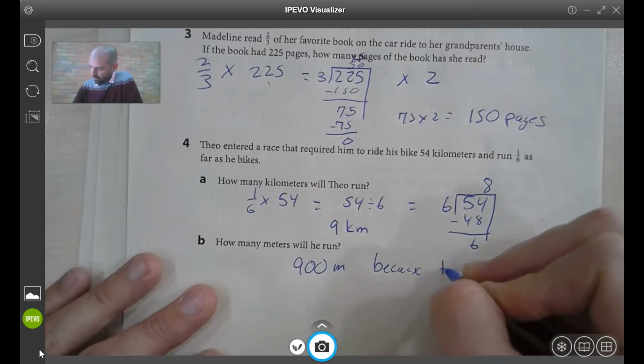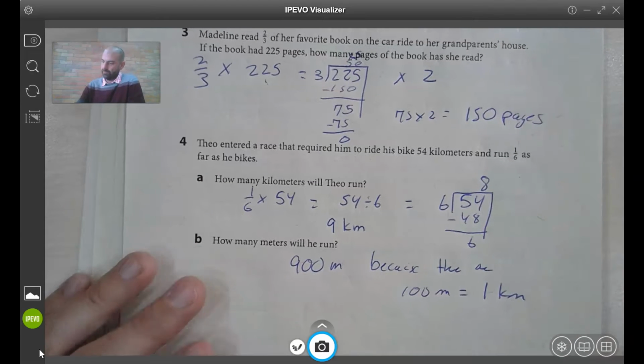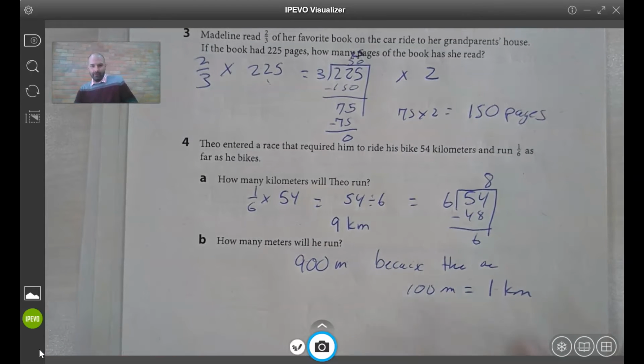There are 1,000 meters in 1 kilometer. 54 kilometer bike ride and a 9 kilometer run. Well done, Theo.